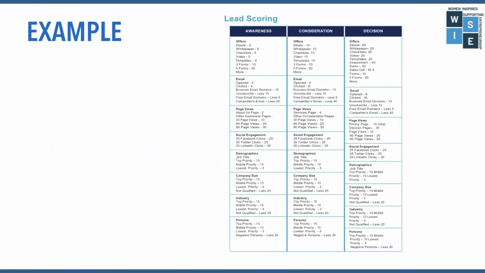One example is here. For each stage of the buyer's journey, we score different activities. But you can see that not all page views or ebooks are made equal. A downloaded ebook in the awareness stage gets a lower score than an ebook in the consideration or decision stage. The same goes for other similar activities. The deeper they are in the buyer's journey, so closer to making a decision to buy, the higher the value.